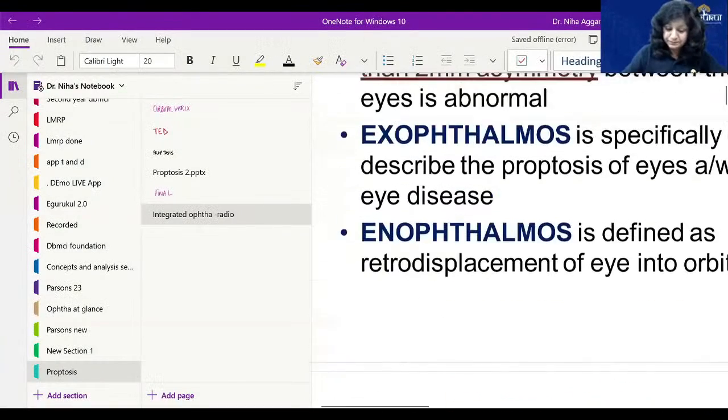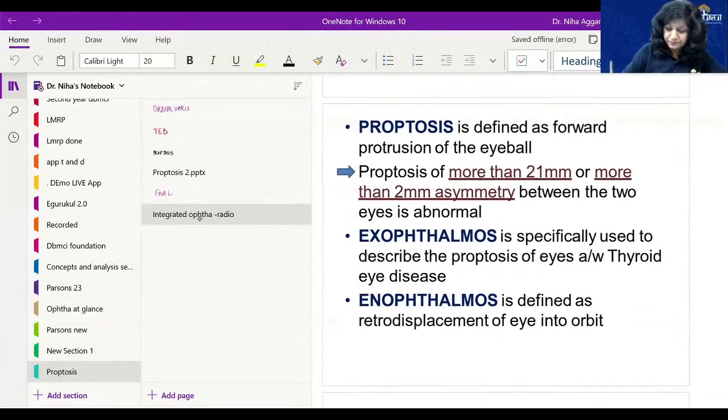Now, there are certain conditions where there is pseudoproptosis. So actually, you do not have the proptosis. Dr. Neha, are you sharing the screen? You can't see it? No, I think you are not able to. I can't see your screen. So check it again. Okay. Now check it. Yes, it is visible.